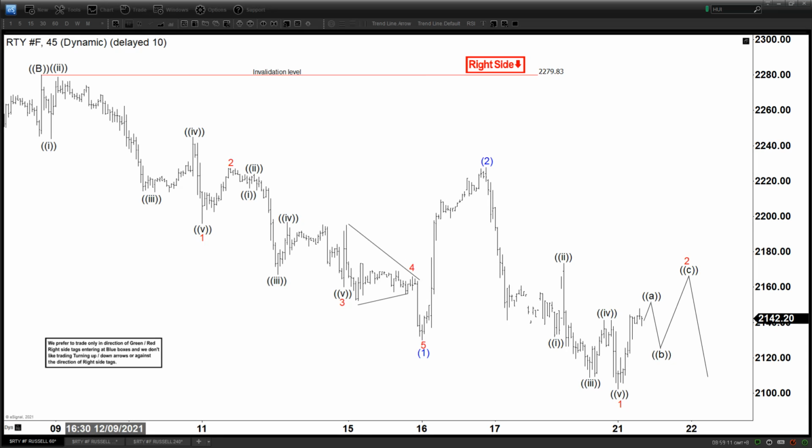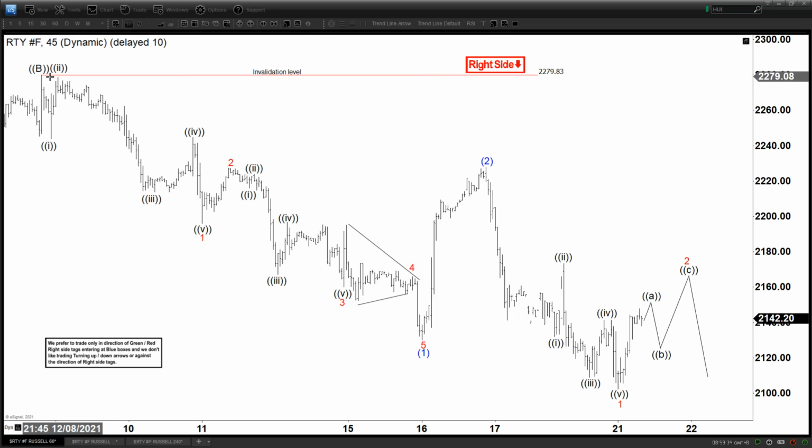The time is around 1 a.m. GMT. And today we're going to be looking at the chart of the Russell. This is a 45 minutes chart. So what we have here is you can see this invalidation level at 2279 is labeled as a P, in the primary degree here.